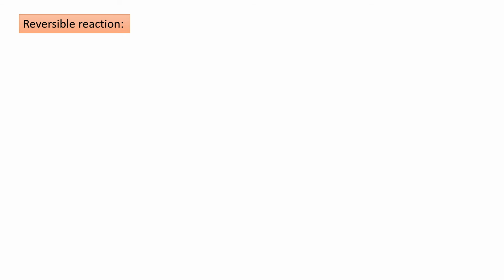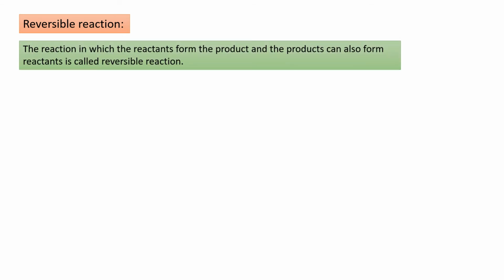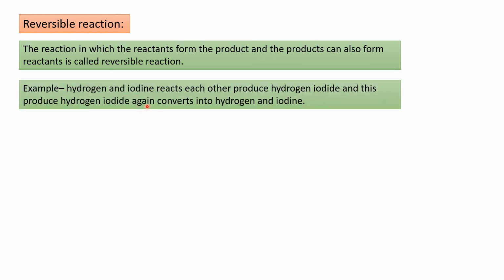Reversible reaction. The reaction in which reactants form the product and products can also form reactants is called reversible reaction. Example, hydrogen and iodine react with each other and produce hydrogen iodide, and this hydrogen iodide again converts into hydrogen and iodine. Hydrogen iodide, a reversible sign, hydrogen iodide.